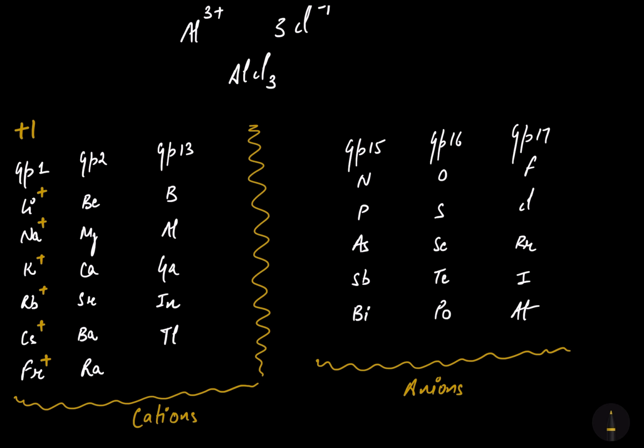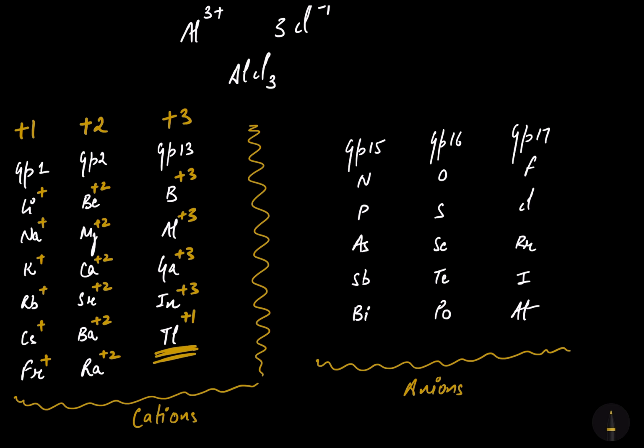Now let's talk about group number 2. Group number 2 will show the oxidation state of plus 2. That's plus 2, plus 2, plus 2, plus 2, plus 2, plus 2. Group number 13 will show the oxidation state of plus 3. That's plus 3, again Al plus 3, gallium plus 3, indium plus 3, Tl plus 1. It's the inert pair effect, which we will discuss in the next lectures.